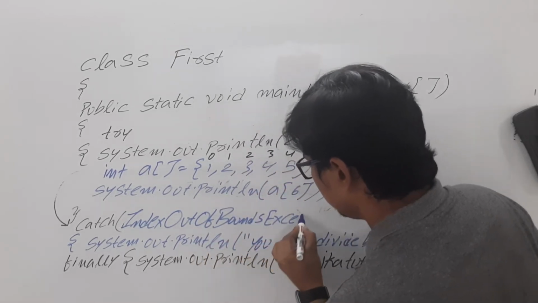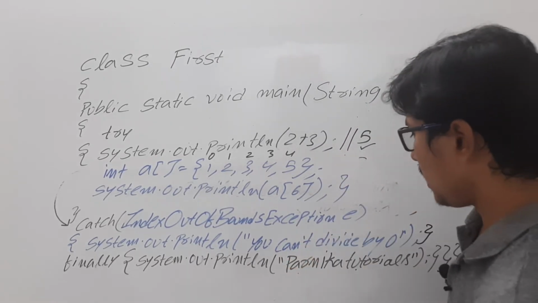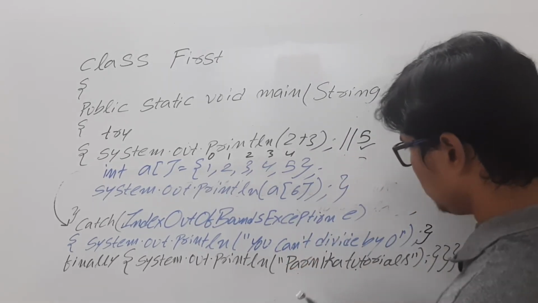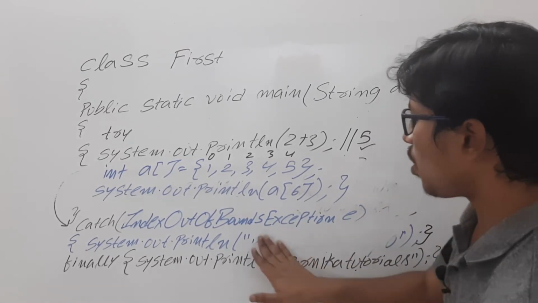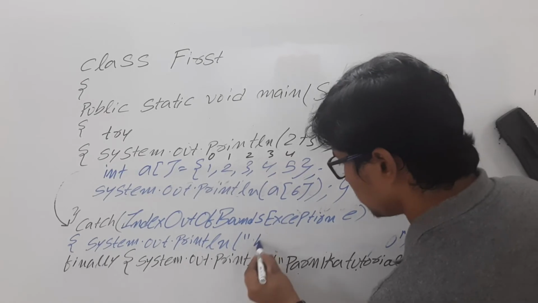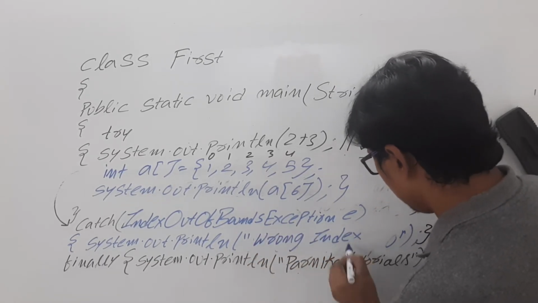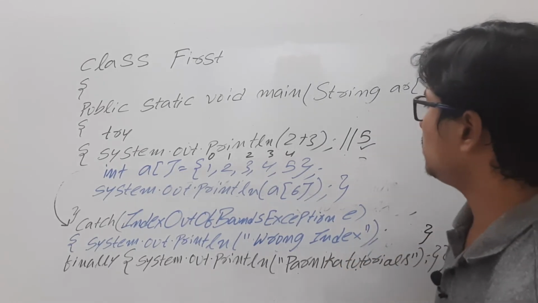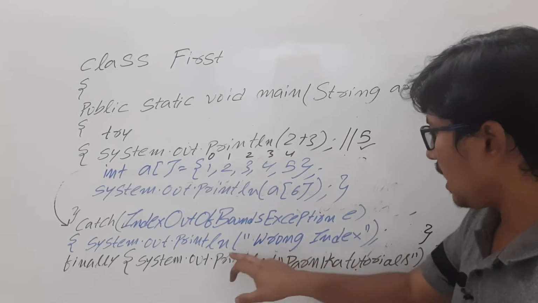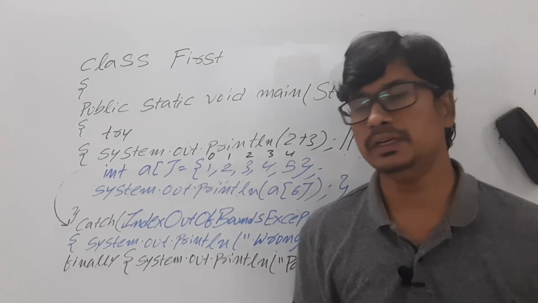So what I need to write here is IndexOutOfBoundsException. Okay, and then you can write some object and then something like "invalid index" or "wrong index", something I want to display to the user. Okay, wrong index I want to display back to the user. In this case, you will get the output as 5, and wrong index will be displayed, and then Parnika tutorials will be displayed.